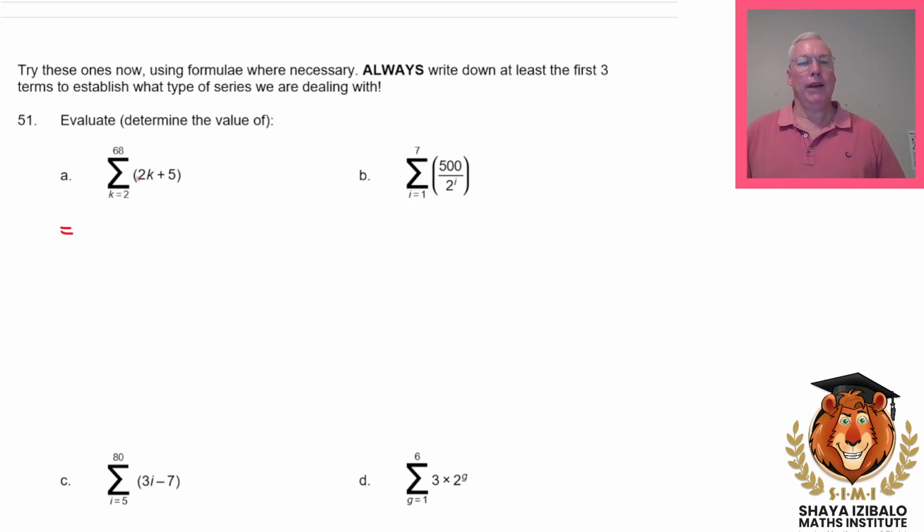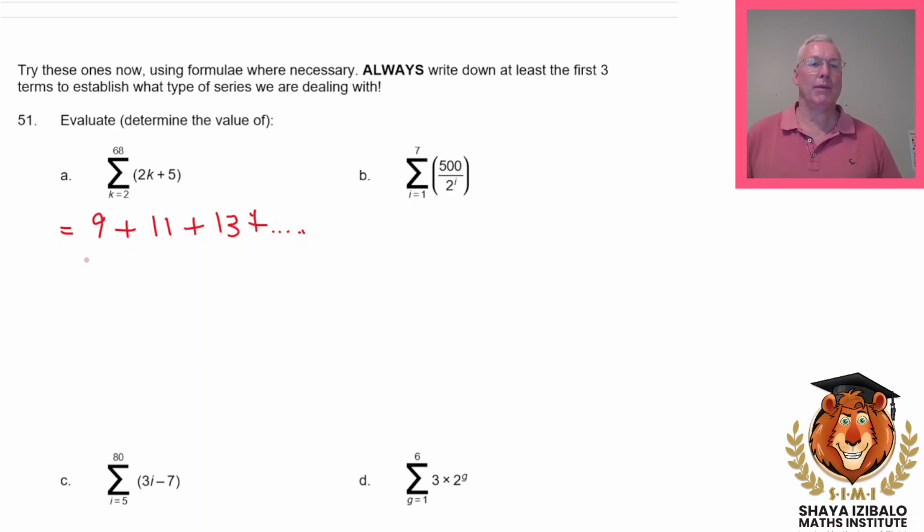When we put 2 in here, we get 2 times 2 is 4, plus 5 we get 9. When we put 3 in, we get 11. 6 plus 5, 11. When we put 4 in, we get 13. And this carries on. Okay. Now, what sort of sequence is it? Is it arithmetic or is it geometric? It's arithmetic. That minus that is 2. That minus that is 2.